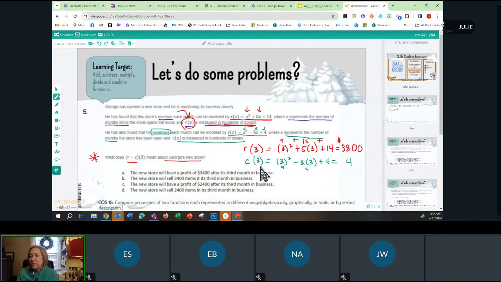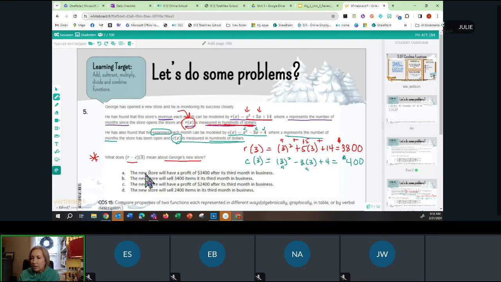So after 3 months, is his utility bill and his taxes and his supplies going to cost $4? Well, right here it says that C of X is measured in hundreds of dollars. So what does this 4 really represent? Not $4, but what? $400. Okay. So his revenue, he's bringing in $3,800 from his business, and his cost, his supplies, his electricity, his taxes, his utilities is $400.